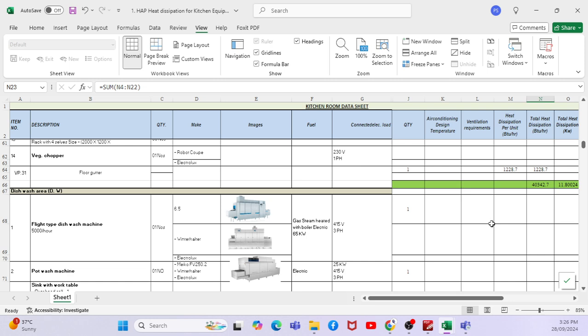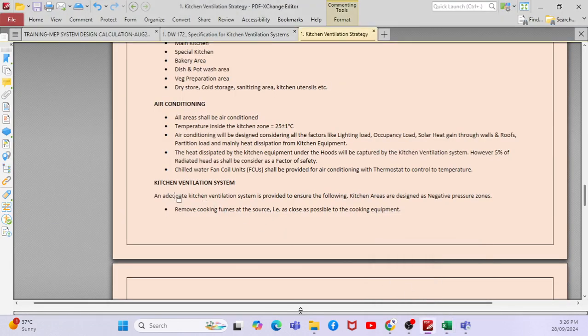Understood. Okay. Now the main subject is the kitchen ventilation system, how we do the ventilation system for those particular rooms. Here you can see the kitchen ventilation system. An adequate kitchen ventilation system is to ensure the following: kitchen areas are designated as negative pressure rooms, because whatever the fumes or excess heat should not be thrown outside the room.